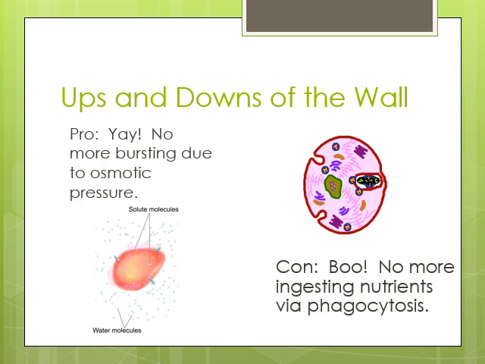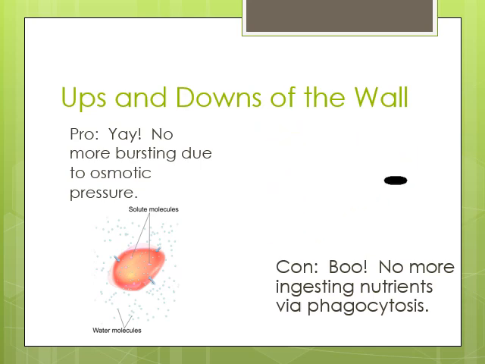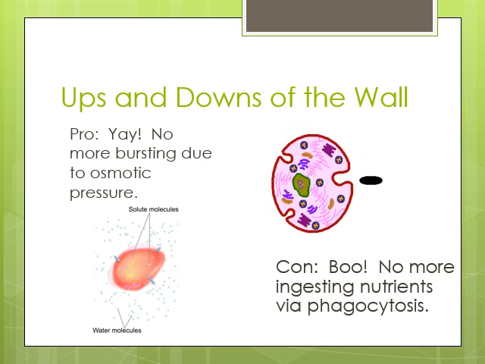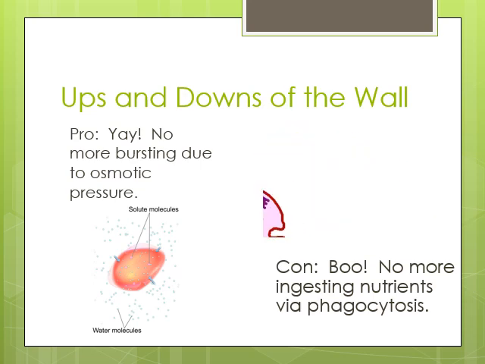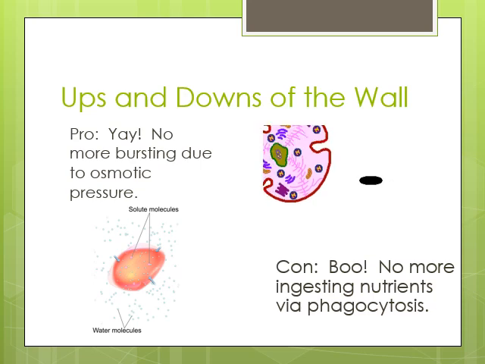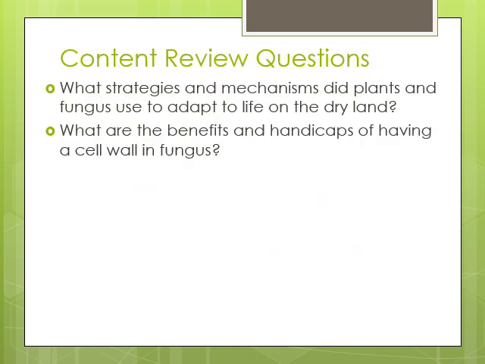So good thing about cell walls, you're not going to burst due to osmosis. Water's not going to flood in and blow you up like a balloon until you pop. Downside, you don't get to do phagocytosis anymore. Phagocytosis, again, you have to pull things across the membrane, you form these vesicles, and you can't form vesicles using chitin. The chitin stops it, so it's a trade-off. Develop that new type of nutrient transport, which is osmotrophy.